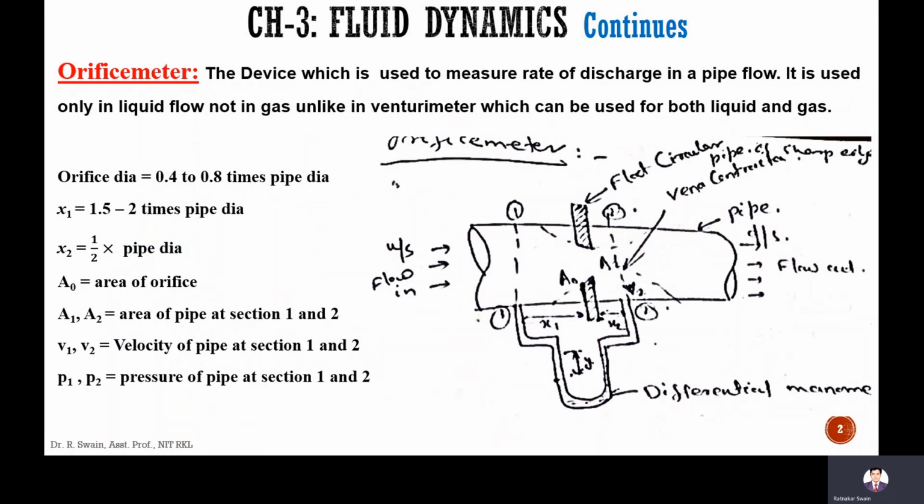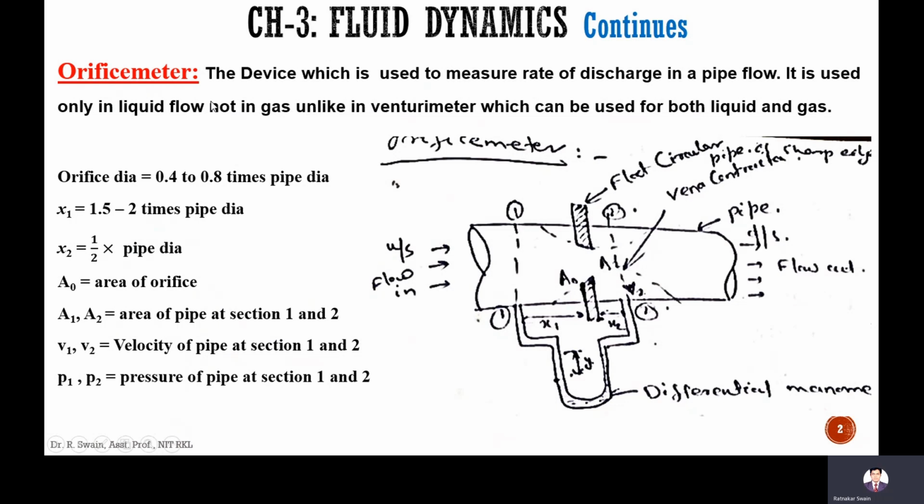Next is the orifice meter. So in this class, I will finish this chapter, fluid dynamics. Here I will discuss the orifice meter and Pitot tube. Then the impulse momentum equation that we will discuss. First is the orifice meter.